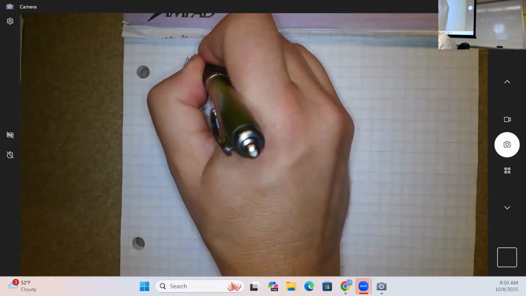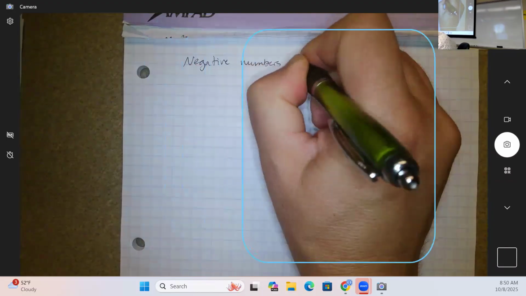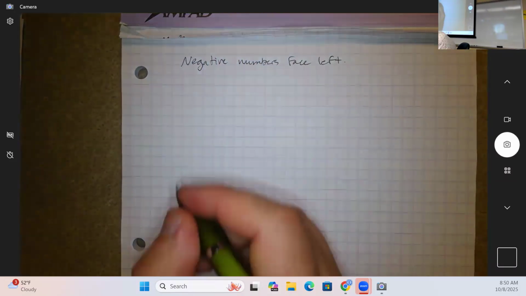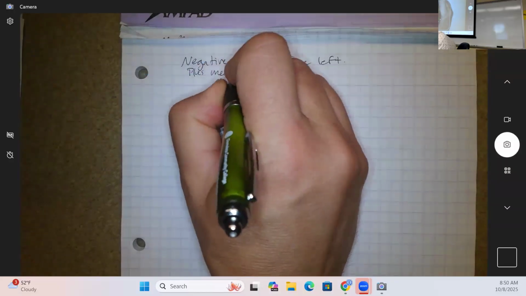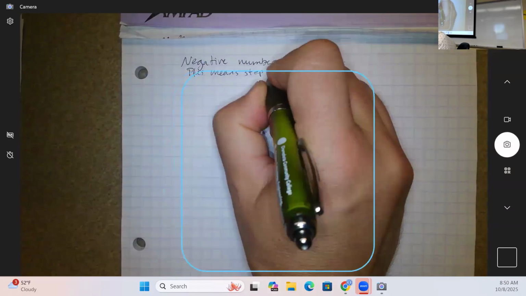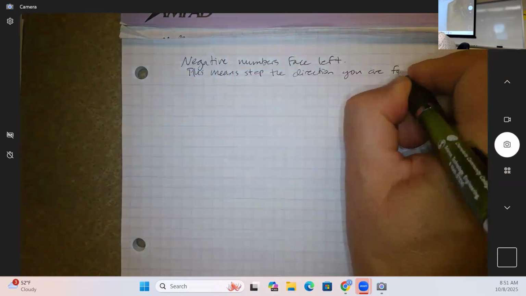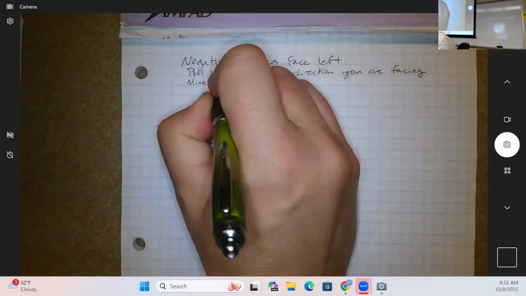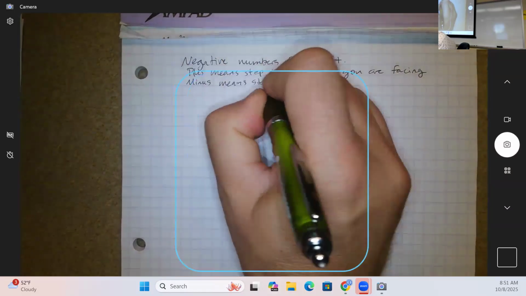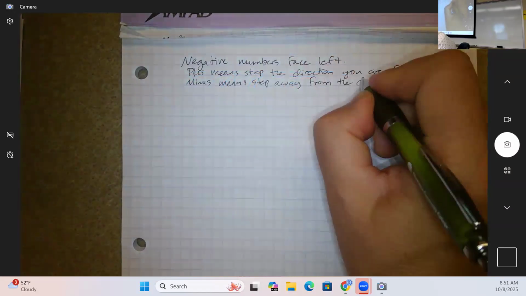Negative numbers face left, but still plus means step the direction you are facing. Minus means step away from the direction you are facing.